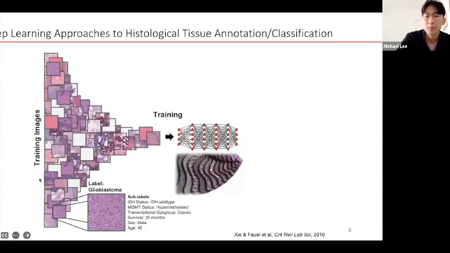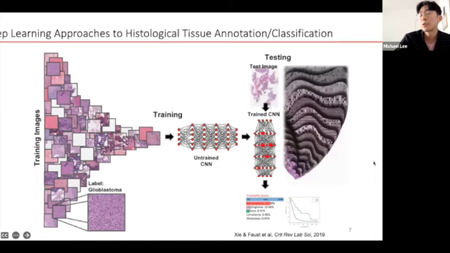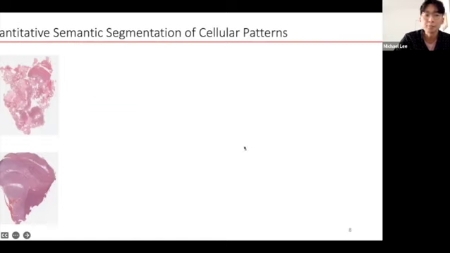Just to demonstrate this, we would have thousands of training images in the form of image tiles to train convolutional neural networks. Afterwards, we would test it to ensure that it's working as intended with high accuracy. So this is the general approach to a lot of machine learning workflows, including digital pathology.